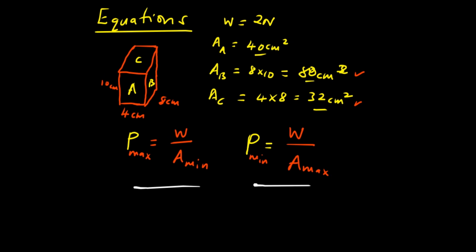Remember, area is inversely proportional to pressure. When you increase the area, the pressure reduces. When you reduce the area, the pressure increases. So when the area is minimum, the pressure is supposed to be maximum. When the area is maximum, the pressure is minimum.